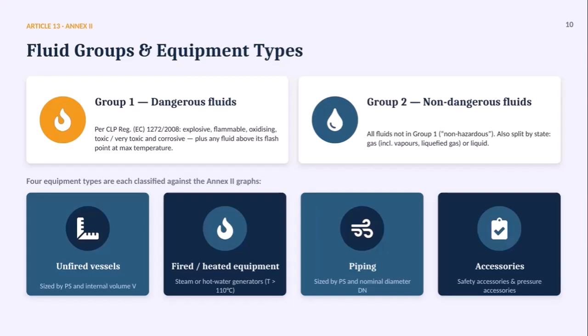Moving on to equipment, there are 4 types classified according to Annex 2 graphs. First, unfired vessels, which are sized based on their maximum allowable pressure, PS, and internal volume, V. Then we have fired or heated equipment, like steam or hot water generators, which operate at temperatures exceeding 110 degrees Celsius. Next is piping, which is sized according to its pressure rating, PS, and nominal diameter, DN.